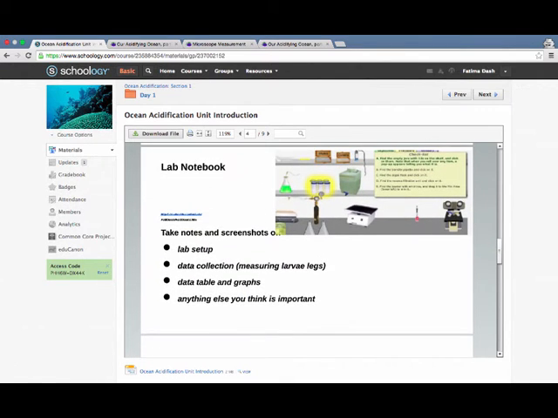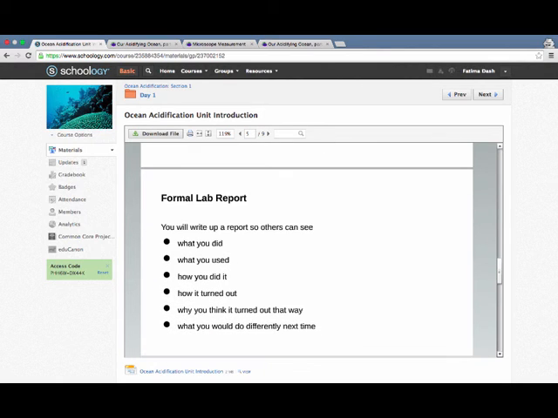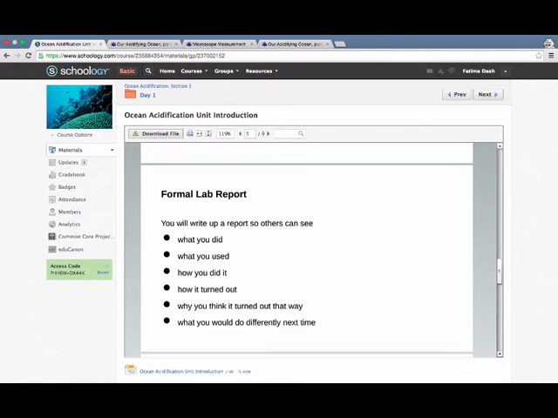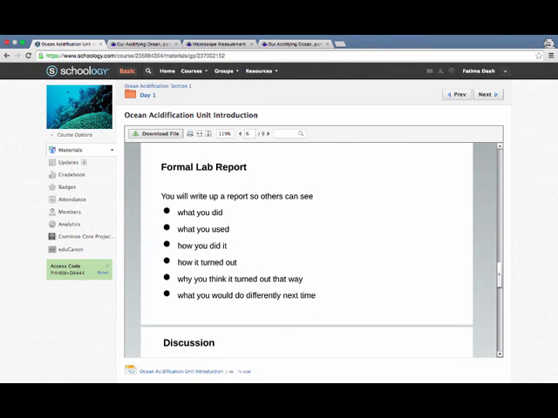They maintain a lab notebook, they set up the lab, they collect data, and they analyze the data in the graphs. They also create a formal lab report of what they did, what they used, how they did it, how it turned out, and what they would do differently. Even though it is done online, they do not miss out in any way on the scientific knowledge acquired.